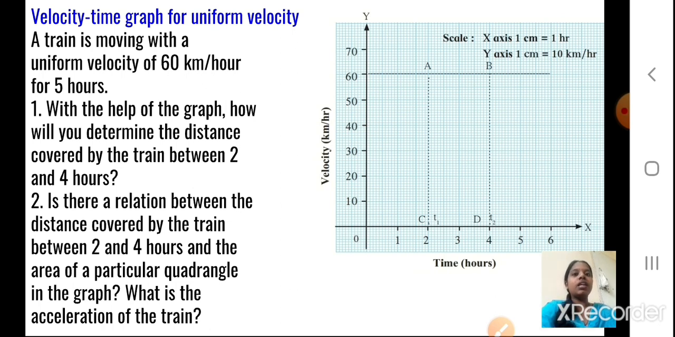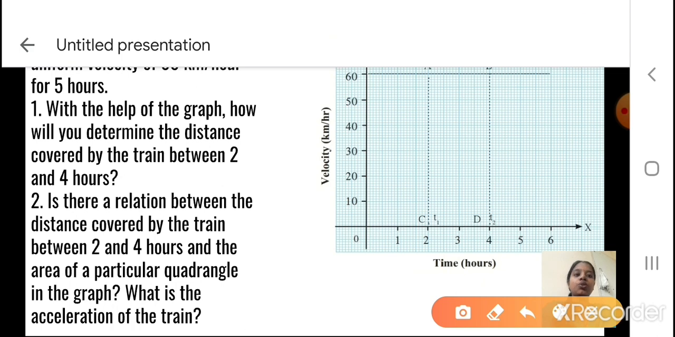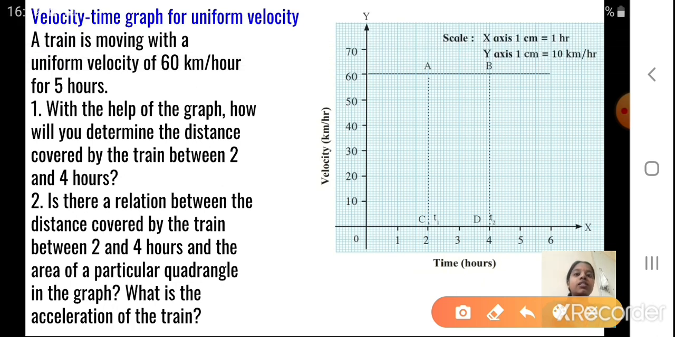With the help of the graph, how will you determine the distance covered by a train between 2 and 4 hours? Okay, so we have to find, here I'll just show you. You have to find the distance covered between this 4 to 2 hours. Now this difference between this 4 to 2 hours, 4 minus 2, how many hours? 2 hours. So we have to find the distance, how much this train has covered in these 2 hours.